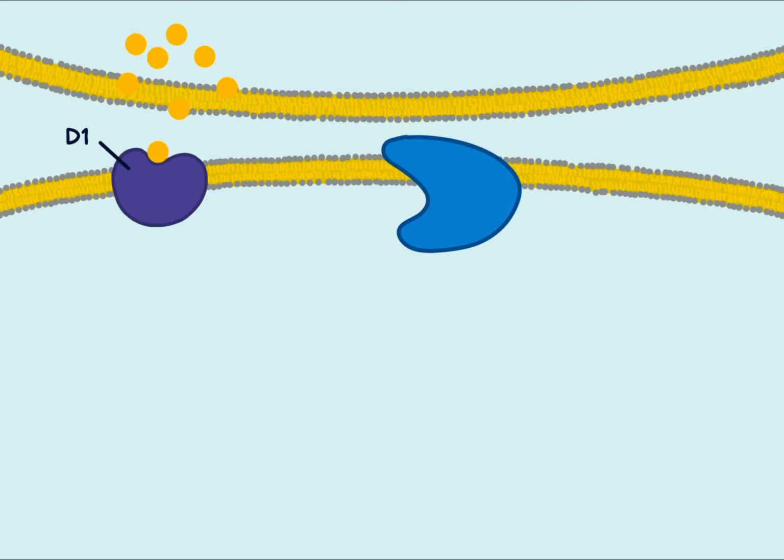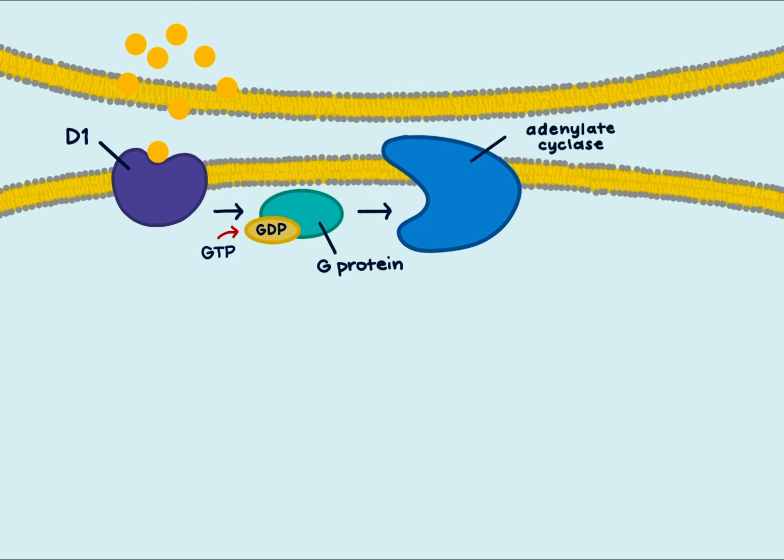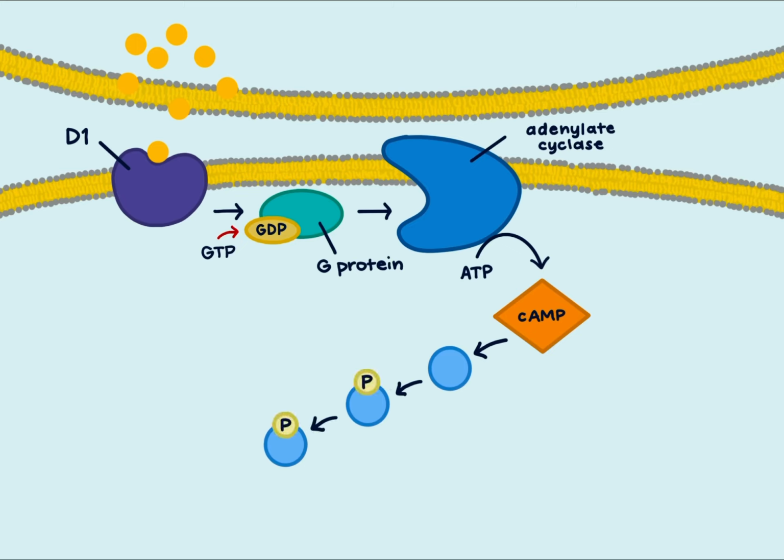The activated receptor then binds to the G protein, which is then bound by GTP, activating the protein. The G protein then activates adenylate cyclase, which in turn converts ATP to cyclic AMP. The cyclic AMP then triggers a phosphorylation cascade, activating a series of protein kinases.